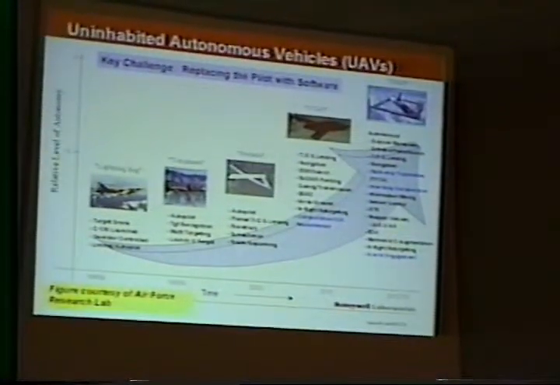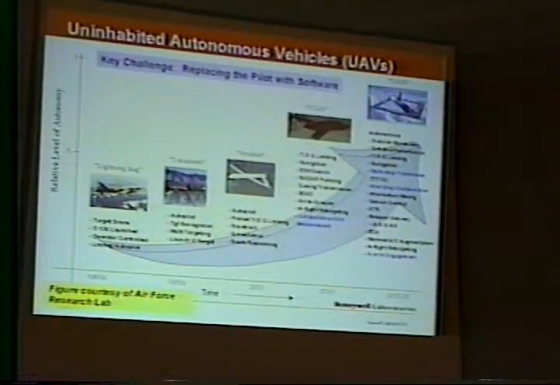Autonomous systems are, of course, very important for military applications too, and this particular slide is courtesy of the Air Force Research Lab, and it shows a roadmap for developments in uninhabited autonomous vehicles, UAVs, starting from the development of the Lightning Bug, a C-130 launched target drone, completely remote controlled, all the way to the projected development about 20 years from now of uninhabited autonomous strike vehicles. And it's a rather interesting roadmap.